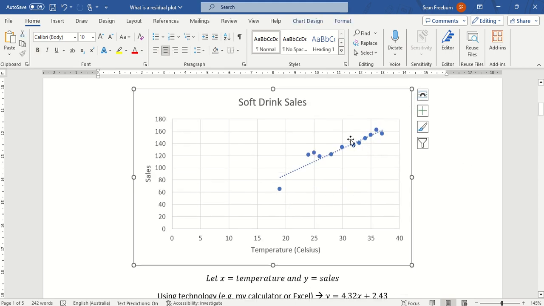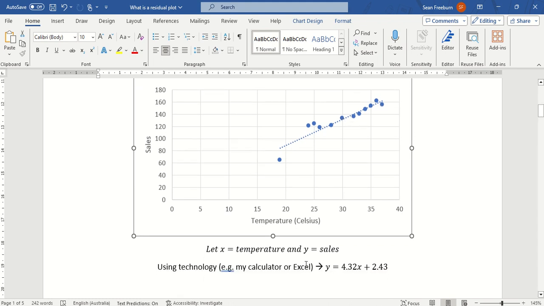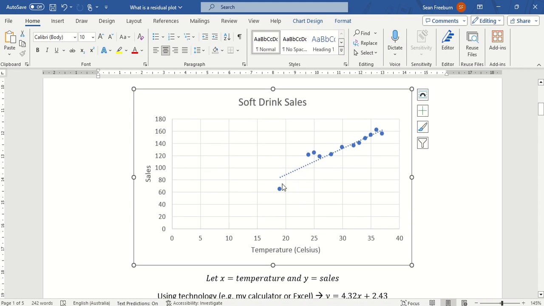So one thing I can do, if I've chucked in a trend line like this, I can use technology. I could use Excel or I could use my calculator to do a regression. So I've come up with y equals 4.32x plus 2.43. So x is the temperature, so that's how hot it is. That is my explanatory variable. Y is sales. So it's fair to assume that my sales are going to be affected by how hot it is, not the other way around. Okay then. As you can see, the trend line didn't perfectly fit the data set. It was close, particularly with this data point here, but for other ones it was a bit further off.